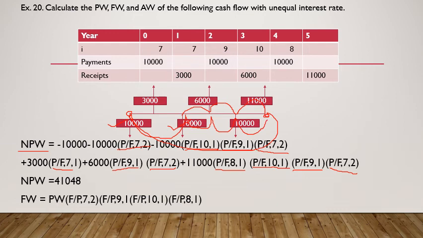Here also I use all the 4 factors. First F by P comma 7 comma 2, then F by P comma 9 comma 1, then 10 comma 1, and then 8 comma 1. Substitute the values from the factor tables, and you get 60,861. Okay, so this is how I convert a cash flow into its net present worth when the interest rate is varying from one time period to another time period.